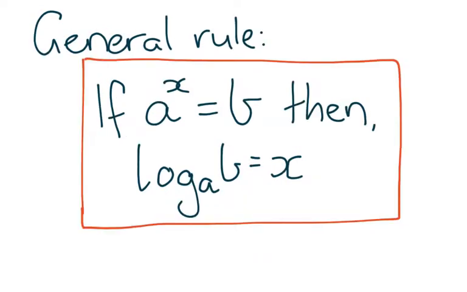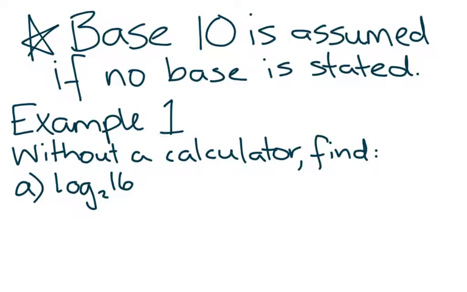So the general rule is that if a to the power of x equals b, then the logarithm of base a of b is equal to x. Again, you can see the things have been written in a different order. The thing with logarithms is there are obviously all different bases. Logarithm of base 10 is the most common, and therefore it's assumed that if it's just written as log 100, the base is 10, because otherwise the base must be stated. So if it is not base 10, then the base must be stated.